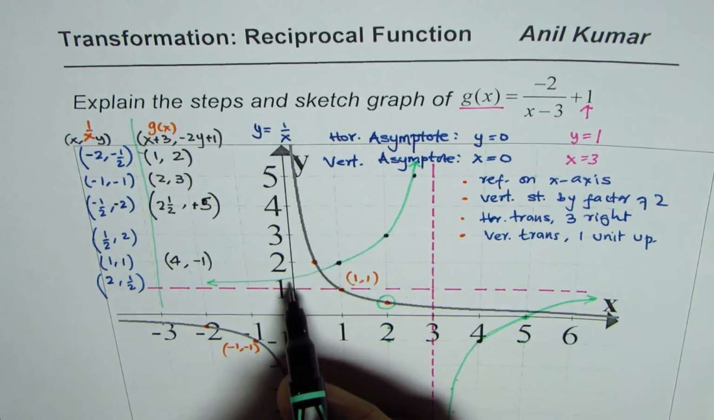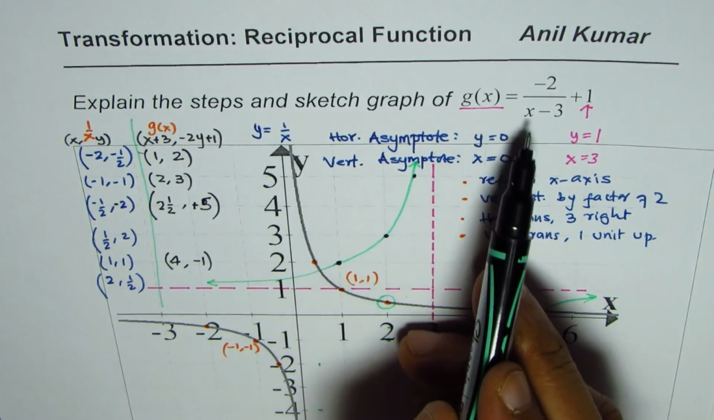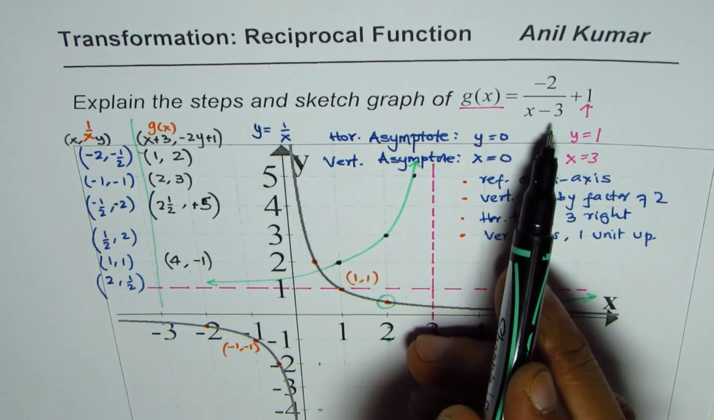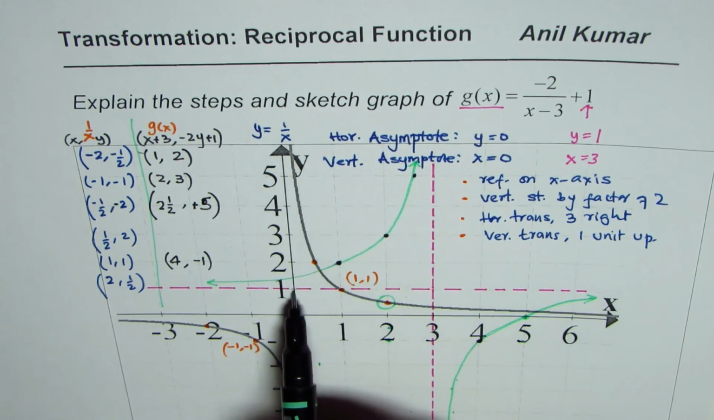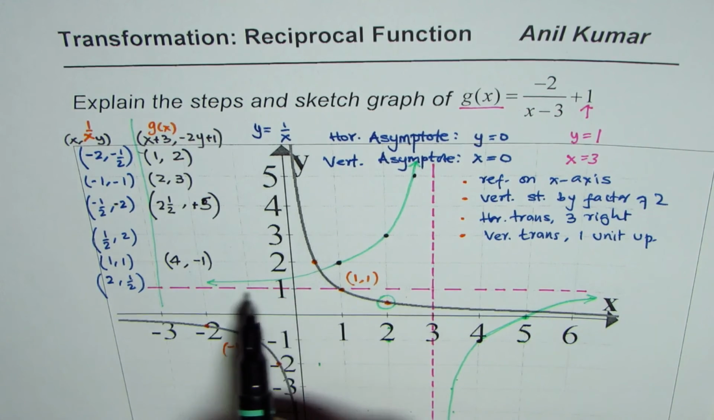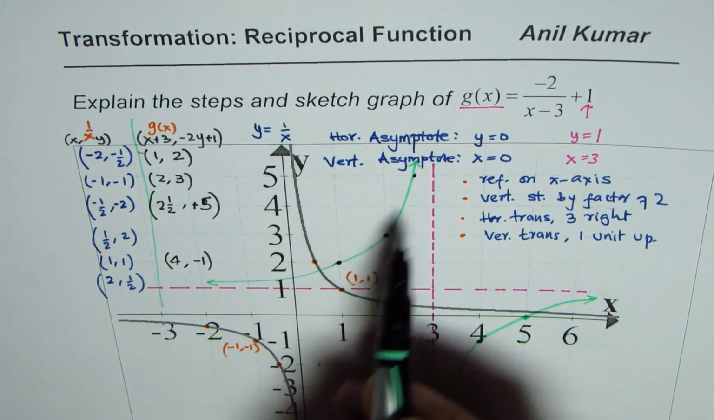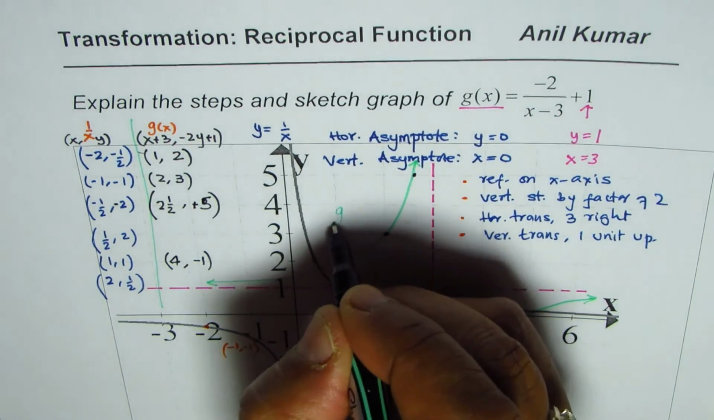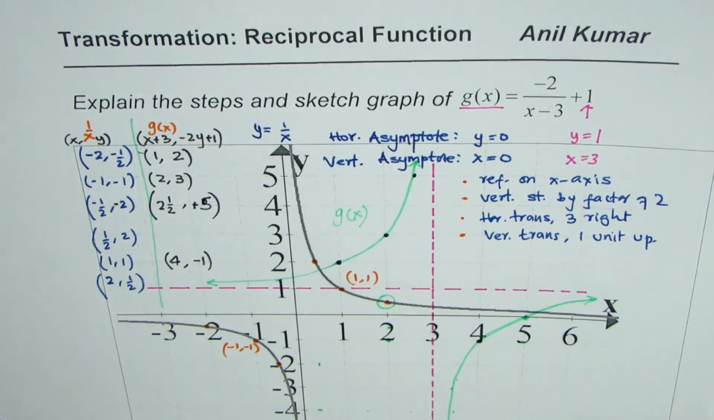Well, it's a good idea to find the x-intercept. You can place this as 0, and then you'll have 1 plus 2 over 3. So it is slightly more than 1. It makes sense, right? That is your horizontal asymptote. But that is how it is going to look like. So this is the function g of x, correct?